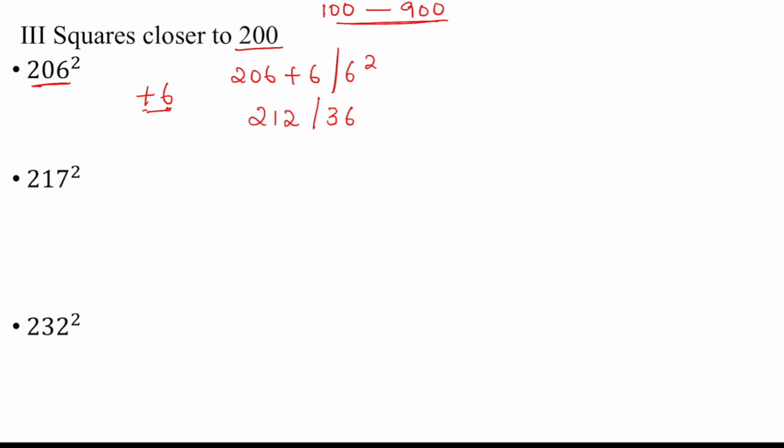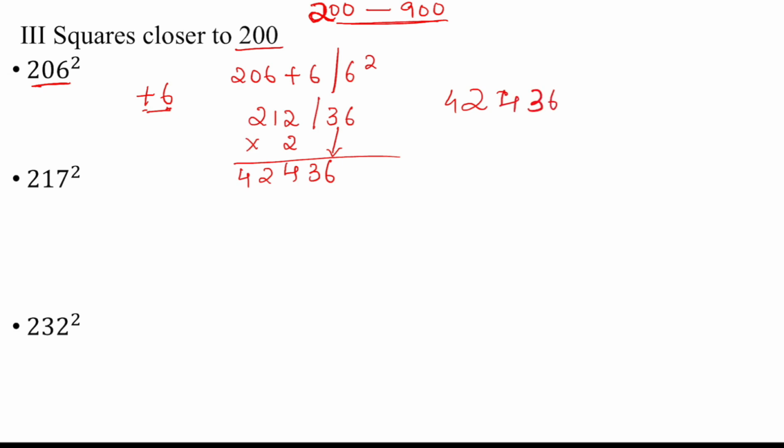Next, multiply 2 for this. From 200 till 900 the method remains the same. So how much will it be? 2 2s are 4, 2 1s are 2, 2 2s are 4. Now keep this as it is, 36. Therefore 206 square is how much? 42436.